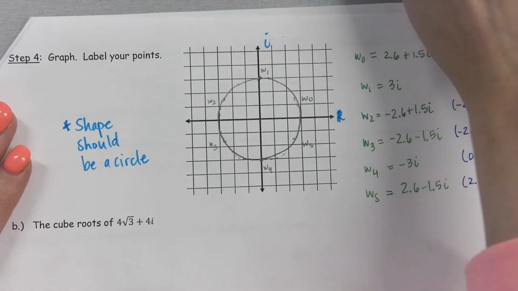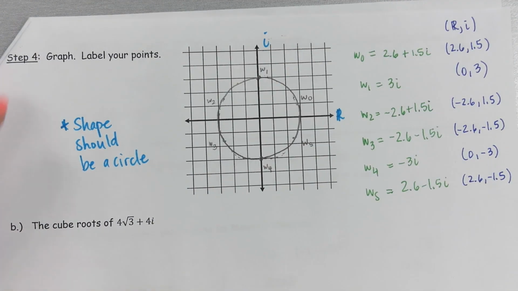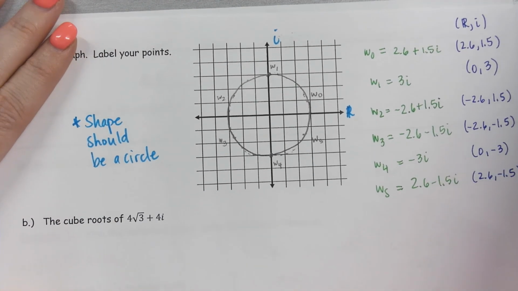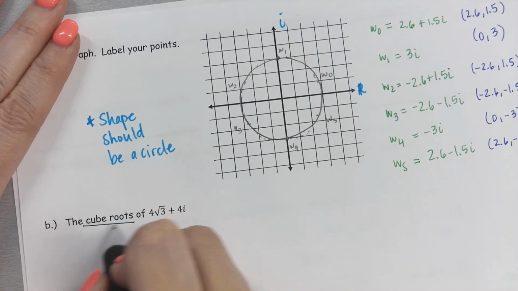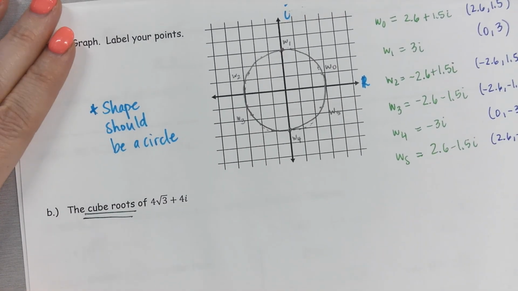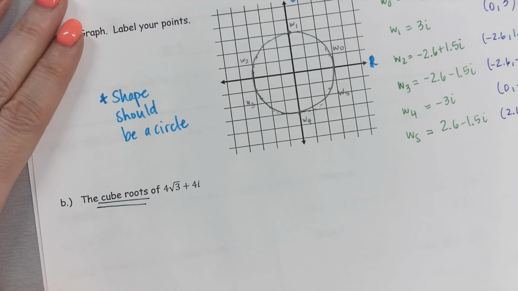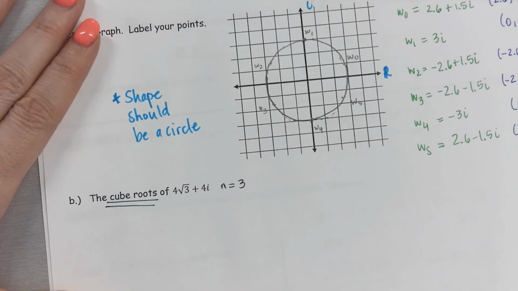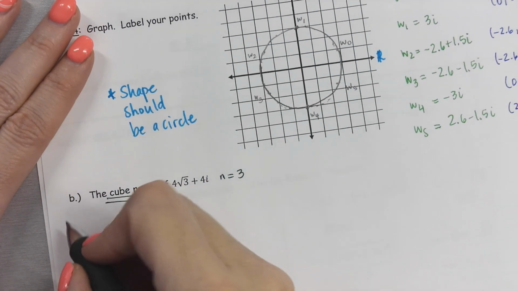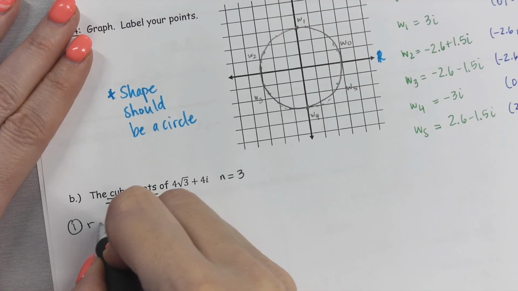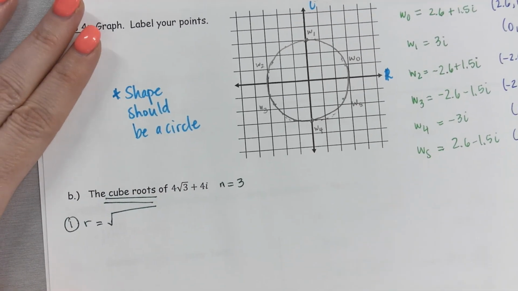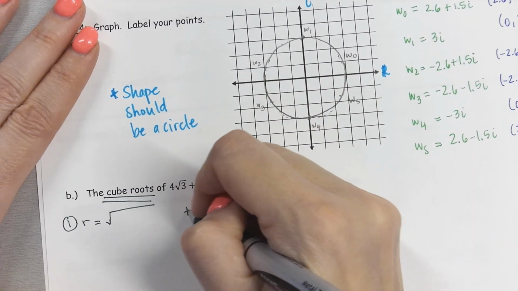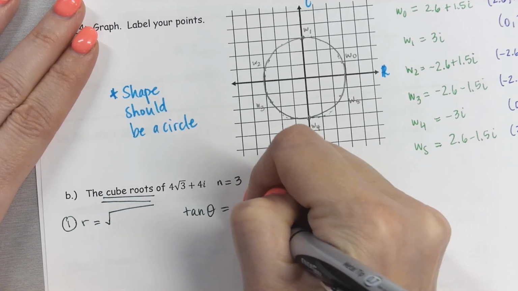All right, so for part B, we're going to do the cube roots. Yay, because cube roots means you only have to find how many? 3. Okay, so if it's cube roots, your n value is going to be 3. So you're going to start by finding your r and your theta.